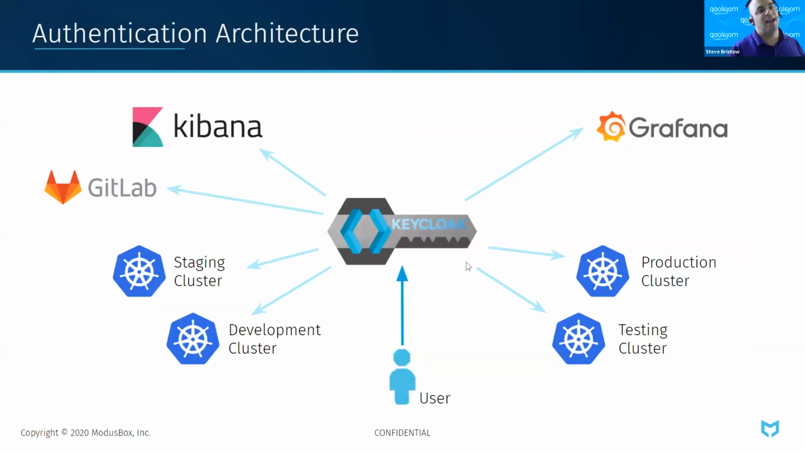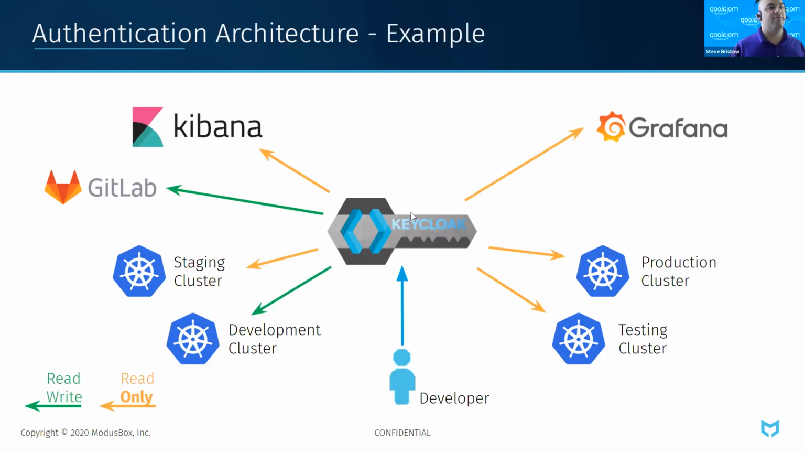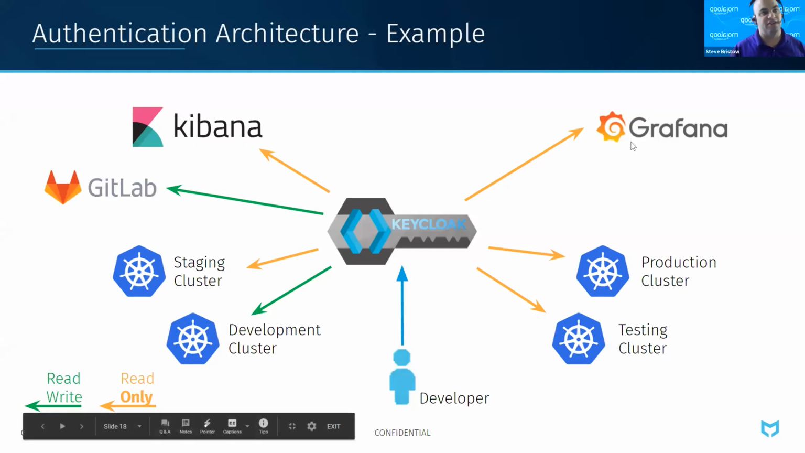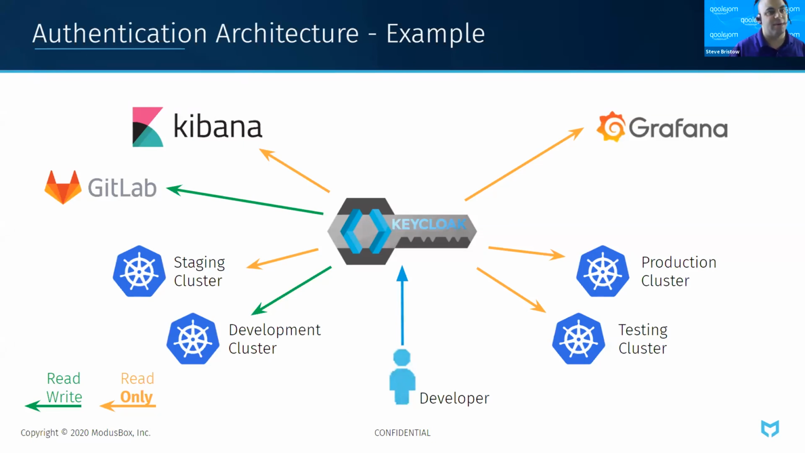KeyCloak allows a user approaching the system to be provided with an appropriate role for their identity. So should that user be, for example, a developer, and they wish to access GitLab, they will be granted read-write access to that. Meanwhile, they will only have read-only access to the various Kubernetes clusters and dashboards. They might have write access to the development cluster. Should they want more access than this, they will have to request it.